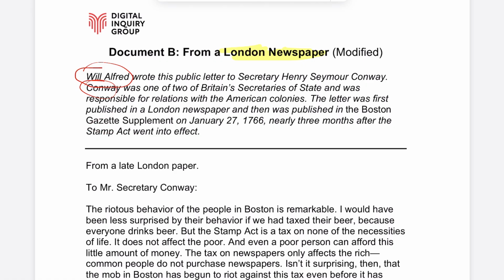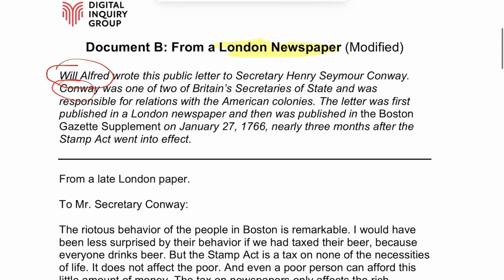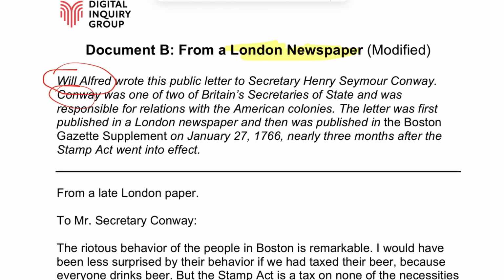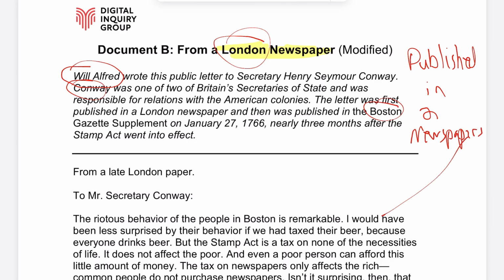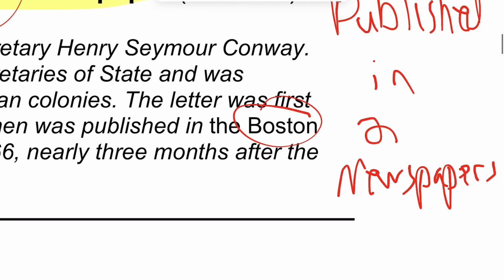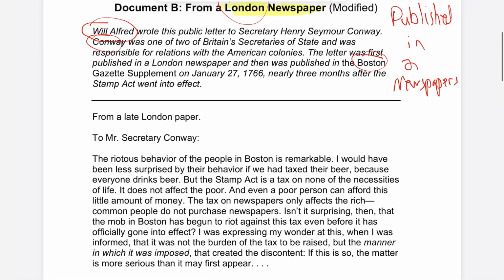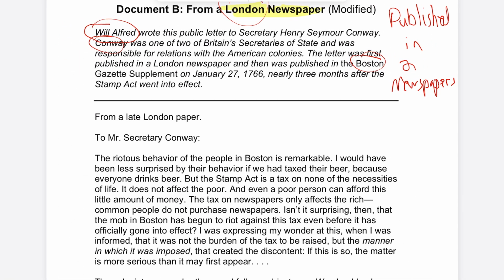So what I'm finding here is I'm seeing a perspective that's happening after. It's happening after. It's published, though, if you notice, not only in London, but it's also published in Boston. So published in two newspapers. That's going to maybe add to the legitimacy of this letter. So let's read this letter from Will Alfred to Secretary Conway and see what he says here. Okay.